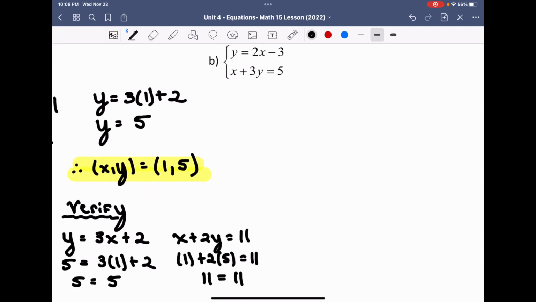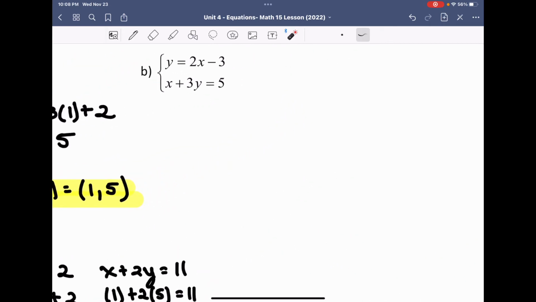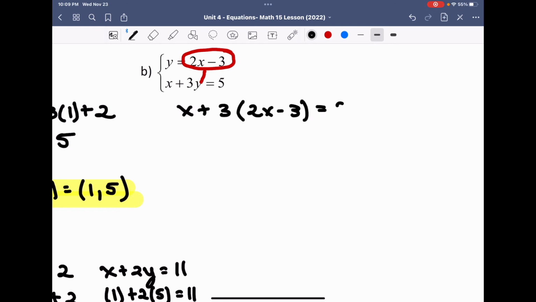Okay, now let's go on to example B. Nice thing is we get another equation where we have a coefficient of 1 that's already isolated for. So, I mean, technically what we could do is we could look at this second equation and go, okay, we have an x value that's also a coefficient of 1. But if they give us something that's already isolated, let's use that. So we're going to say everything that y is equal to is going to get substituted in for the y value. x plus 3 times the 2x minus 3 is equal to 5.